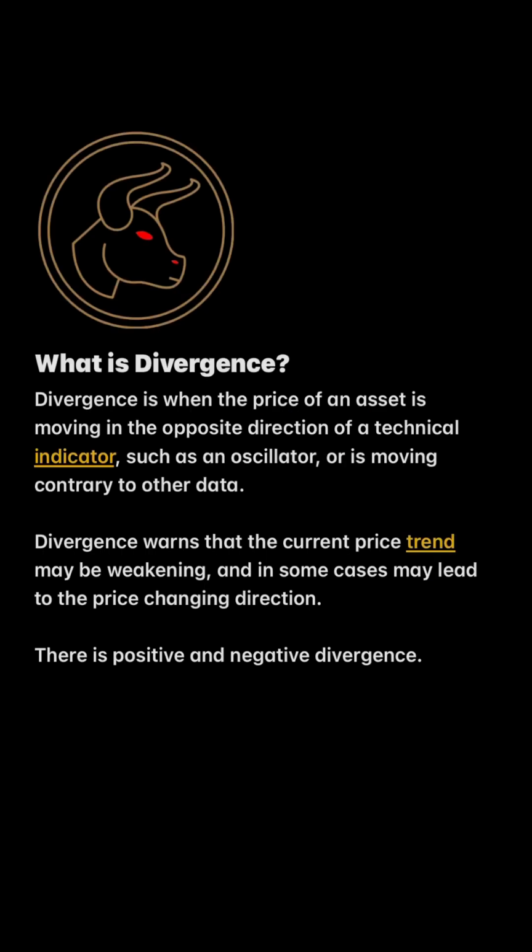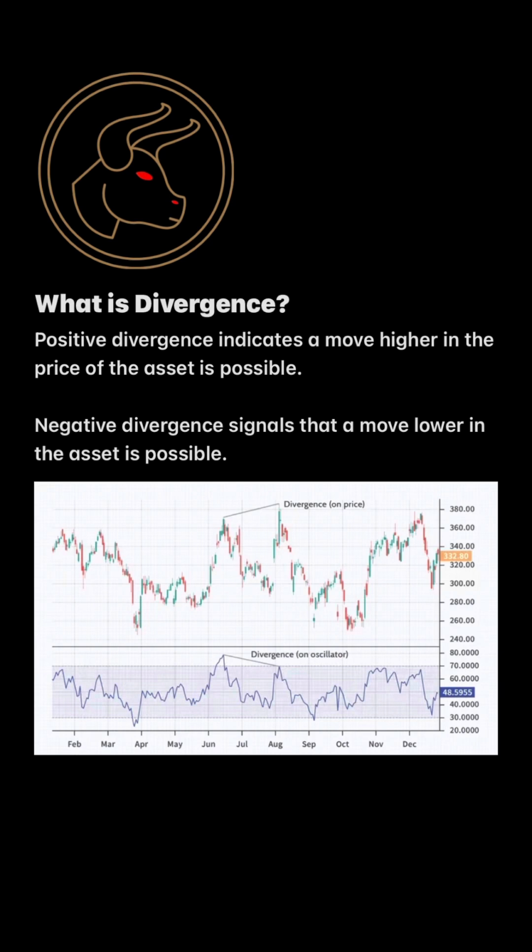Okay, so what is divergence? Well, divergence is when the price of an asset is moving in the opposite direction of a technical indicator, such as an oscillator, or is moving contrary to other data. Divergence warns that the current price trend may be weakening and in some cases may lead to the price changing direction. There is positive and negative divergence. Positive divergence indicates a move higher in the price of the asset is possible, and negative divergence signals that a move lower in the asset is possible.